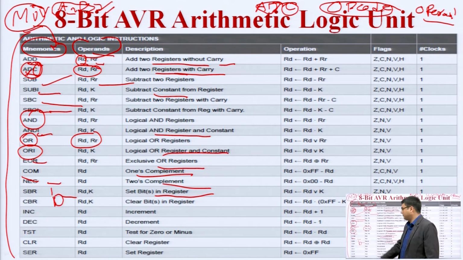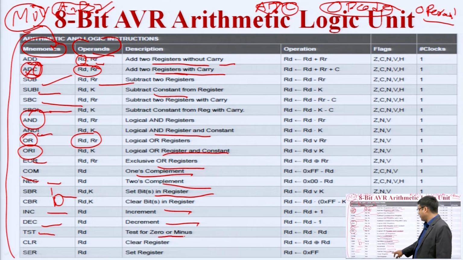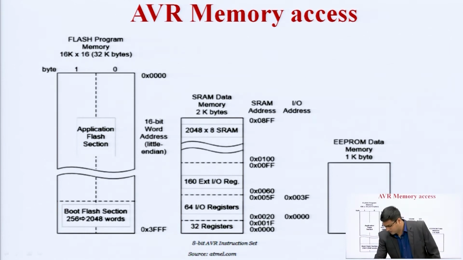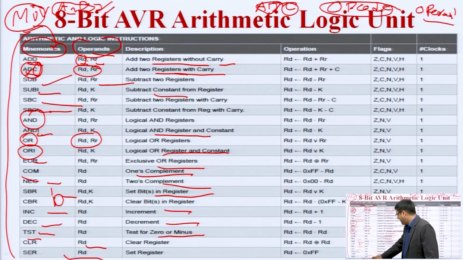The value of this should be 0. Clear means we are lowering the data on a particular signal. INC means incrementing the values. DEC means decrementing the values. TST means testing for zero or minus. In microcontrollers, in some cases we need to test for a particular condition, so we are using TST for that. CLR means we are clearing the values. And SER means we set the register. So these are the important instructions. We cannot go into detailed explanation of this because in your syllabus only the introduction of the instructions is available. Okay. So these are the important instructions.